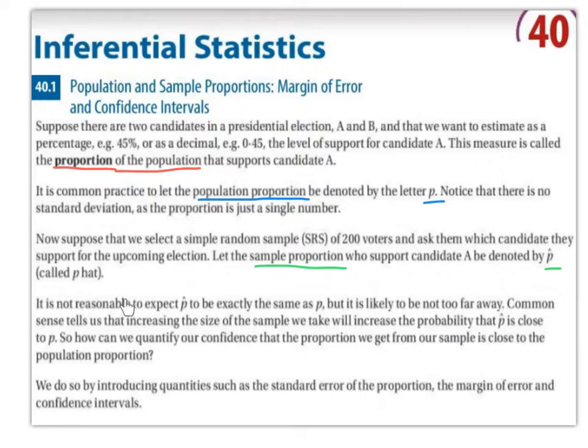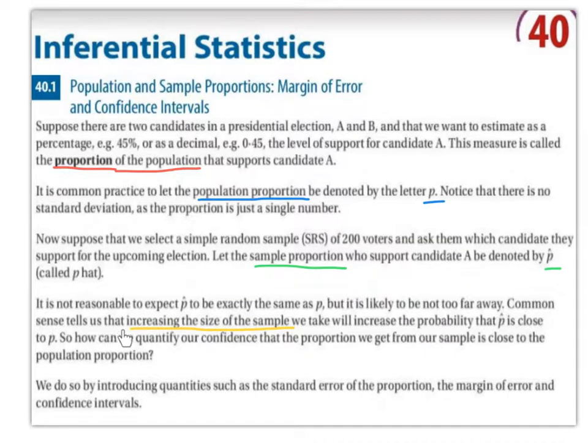It is not reasonable to expect P hat to be exactly the same as P, but it is likely to be not too far away, so we expect them to be close enough but not the same. Common sense tells us that increasing the size of the sample we take will increase the probability that P hat is close to P.